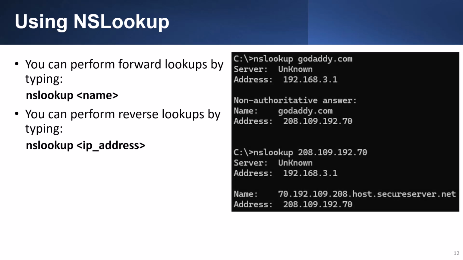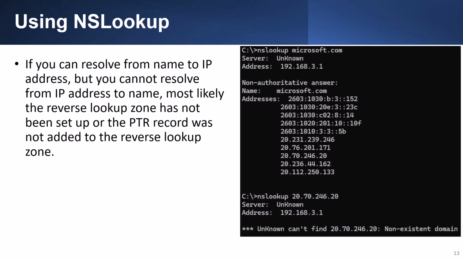You can perform forward lookups by typing nslookup and the name. You can perform reverse lookups by typing nslookup and the IP address. If you can resolve from name to IP address, but you cannot resolve from IP address to name, most likely the reverse lookup has not been set up or the PTR record has not been added to the reverse lookup zone.